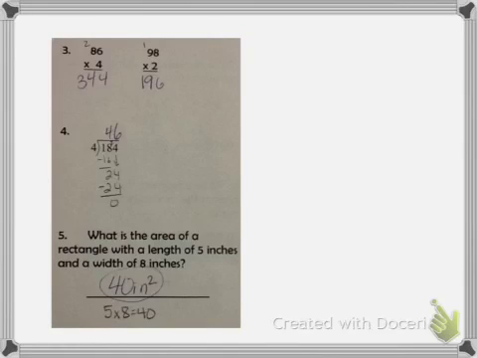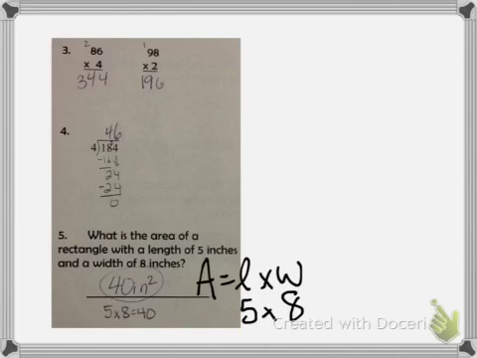The next two, 86 times 4 is 344. 98 times 2, 196. For number 4, 184 divided by 4 is 46. Number 5, what's the area? The area is length times width, and that's 5 times 8, which is 40, and the units are inches squared.